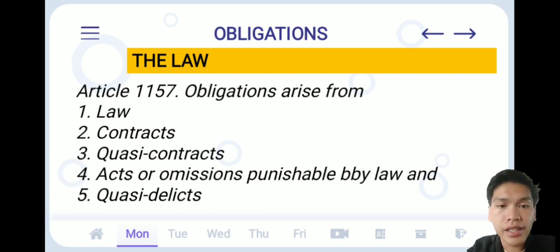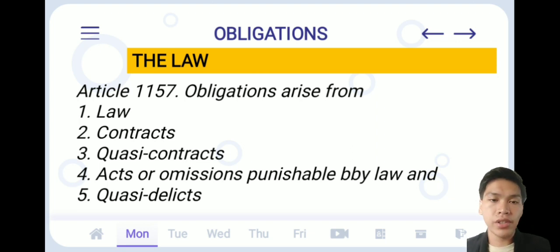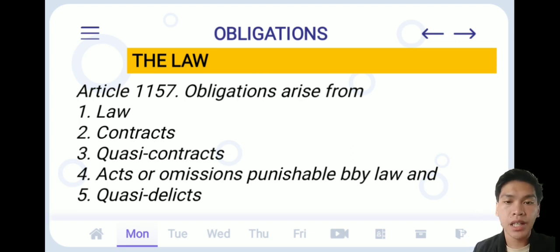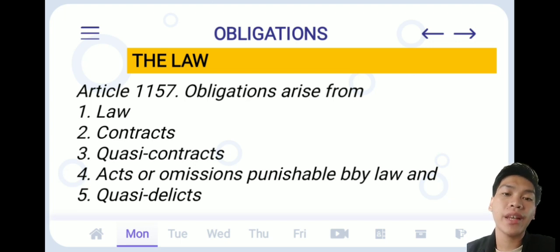Quasi-contracts refer to the lawful, voluntary, and unilateral act based on the maxim that no one shall unjustly enrich himself at the expense of another. The fourth one is acts or omissions punishable by law. Quasi-delicts, also called culpa aquiliana, are any act or omission which causes damage to another, there being fault or negligence and there being no preexisting contractual relation between the parties.